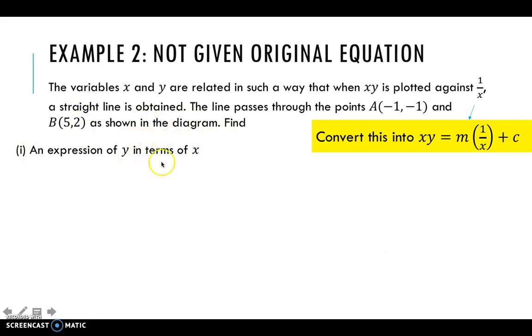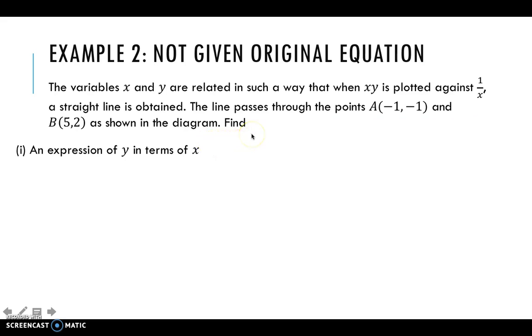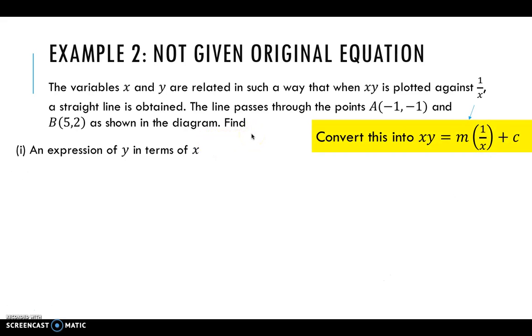So we are asked to find an expression of y in terms of x. And how do we do that? You notice that the only two unknowns here are m and c. So the first step we can do is to find the gradient given the line over here. I can find the gradient using the formula that I introduced at the first part of this presentation. So m equals -1 minus 2 over -1 minus 5. This will give me half. So how do I find the y-intercept? What I can do is to substitute the values of -1 and -1 into here, and m of course, in order to find c.